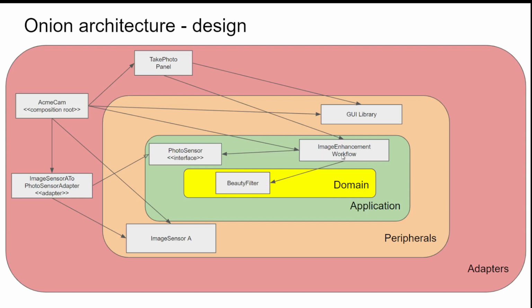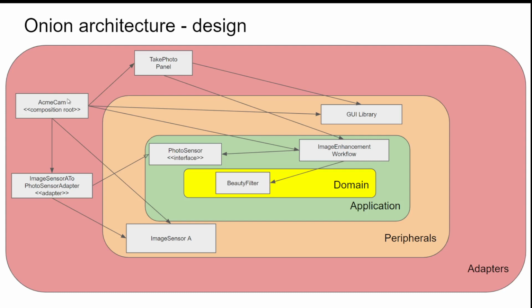And then in the next layer, in the application layer, we can depend on the domain. But if we need something from outside, if we want to communicate, then we will need to access some peripherals. Accessing those peripherals is expressed in this photosensor interface. So this is a requirement interface. The image enhancement workflow expresses its needs in the form of this interface. And now let's jump to the adapter layer. As we have seen in the dependency inversion discussion, the adapter implements this requirement interface and then uses the offered interface of the image sensor. The same applies here for the take photo panel, and then we have the composition route here.